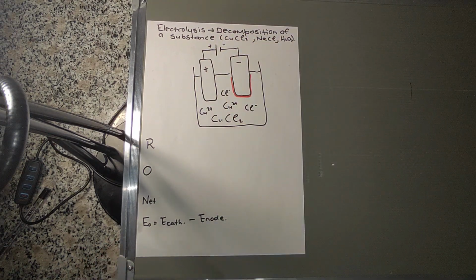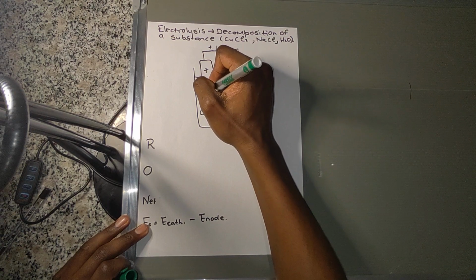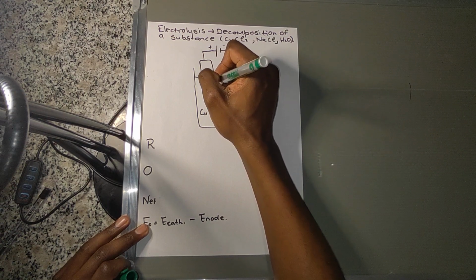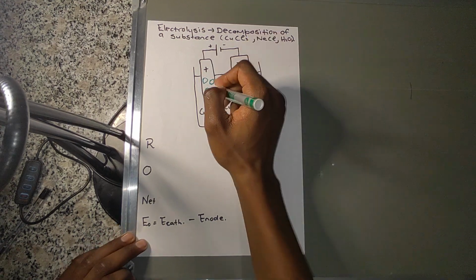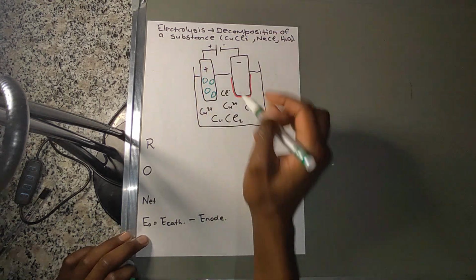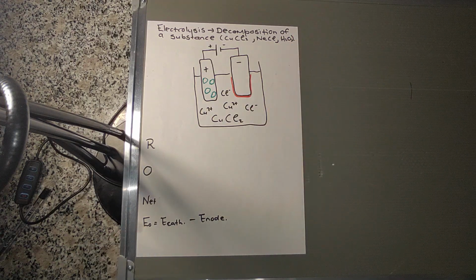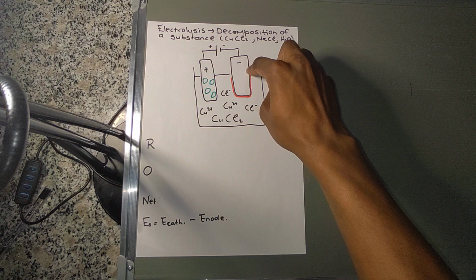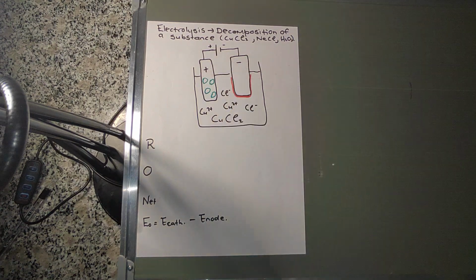So what we would see happening here is that around this electrode, you're going to see the chlorine gas forming. So you're going to see some bubbles forming around this electrode. So this is chlorine gas attaching itself on the electrode, but on this side we have a metal copper. So let us check what will happen here. So reduction will take place here, and oxidation will take place here.